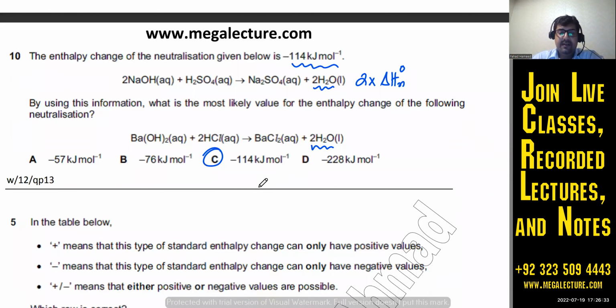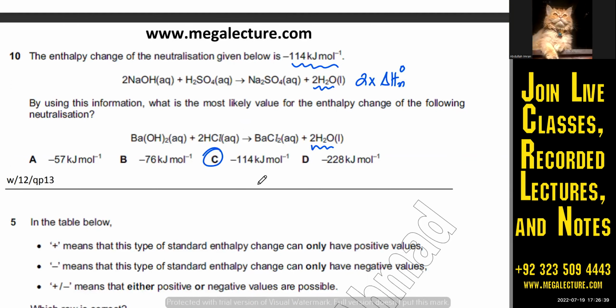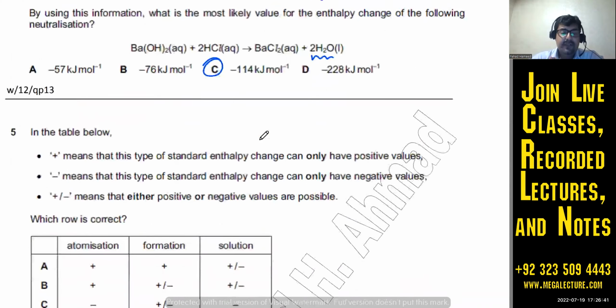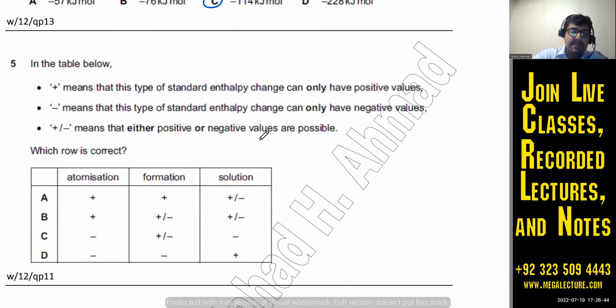Similarly, is this clear? Ahmed, Abdullah, Rafi, is this clear? Yes, sir. The next one, they're just asking for the signs. Atomization is not in your course now, and solution is not in your course as well. So you're just left with formation. Formation, remember, can be plus and minus both.